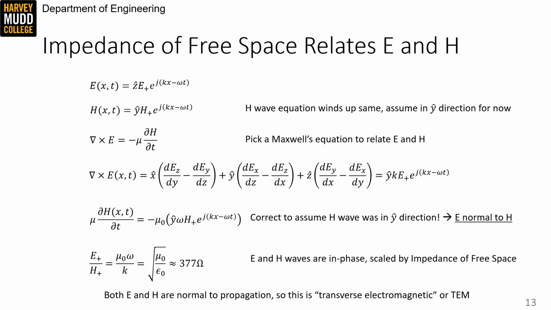Finally, one last bit of terminology. E and H both point in the z-hat and y-hat directions, which are both normal to the direction of propagation x-hat. This is a special condition, so this type of wave gets a special name, a transverse electromagnetic, or TEM wave.